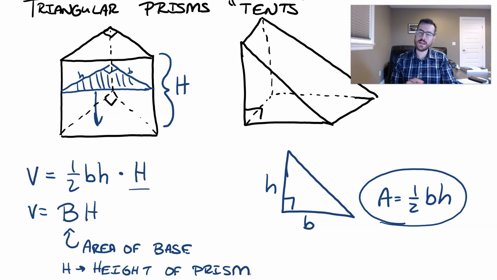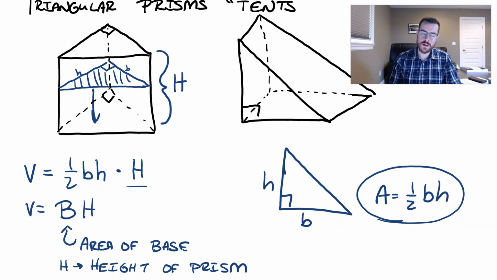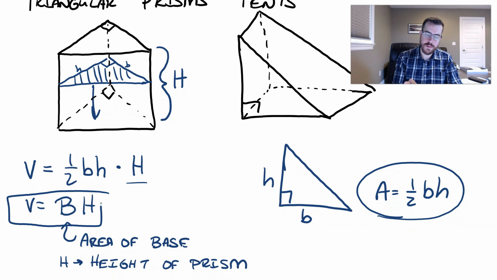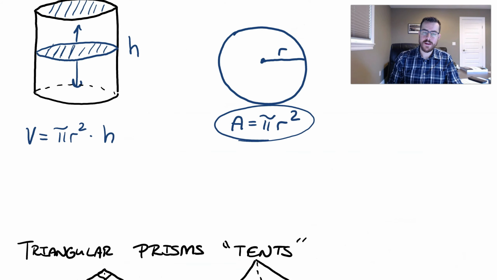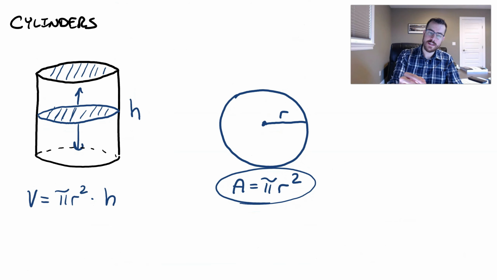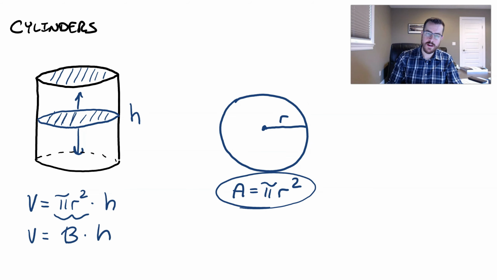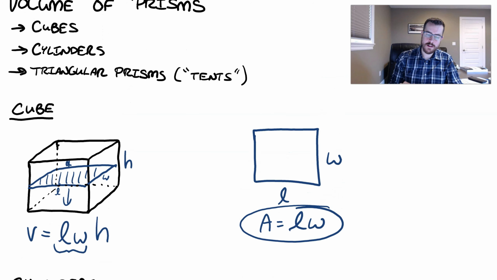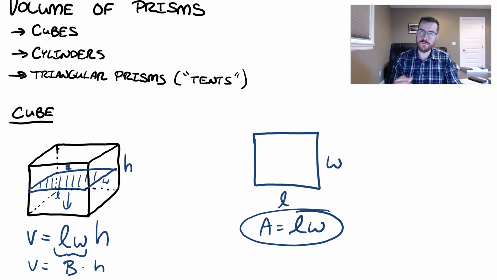So for any shape that's just a prism, you're really just taking the area of the base and multiplying by the height. If it's a triangle, take the area of a triangle, multiply it by the height. If it's a cylinder, take the area of a circle times the height. Area of a circle, B times H. And if it's a cube, again, you're taking the area of the base times the height. So for any kind of prism shape, the volume is always the area of the base times the height.